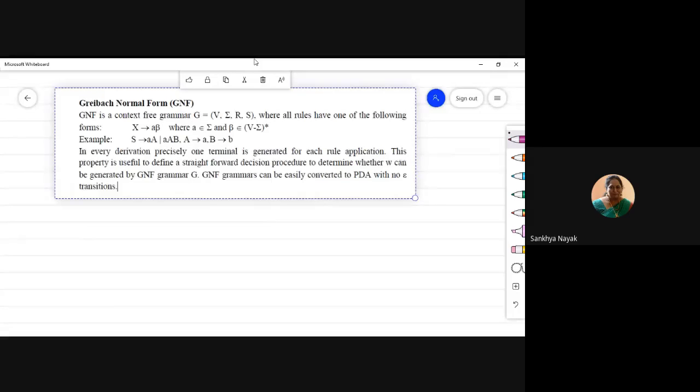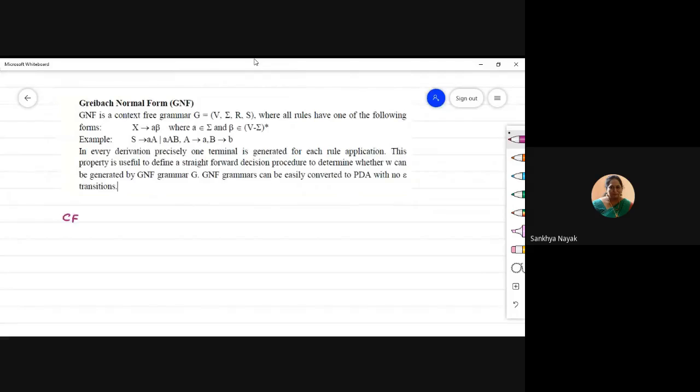Okay, so we have already talked about the context-free grammar. When I defined the context-free grammar and normal forms, I had defined two types of normal forms. One was Chomsky's normal form, which we studied in detail, right? We have converted a lot of grammars into Chomsky's normal form. And I had just defined one more normal form, called Greibach normal form.